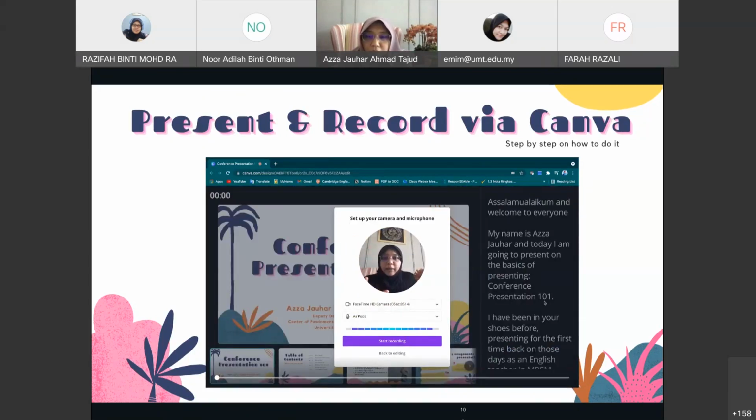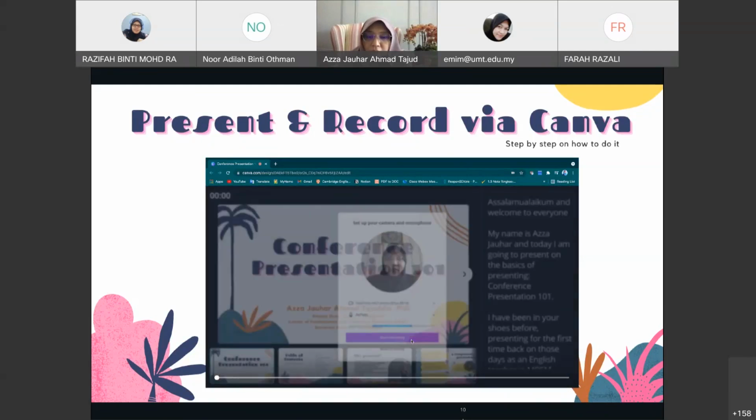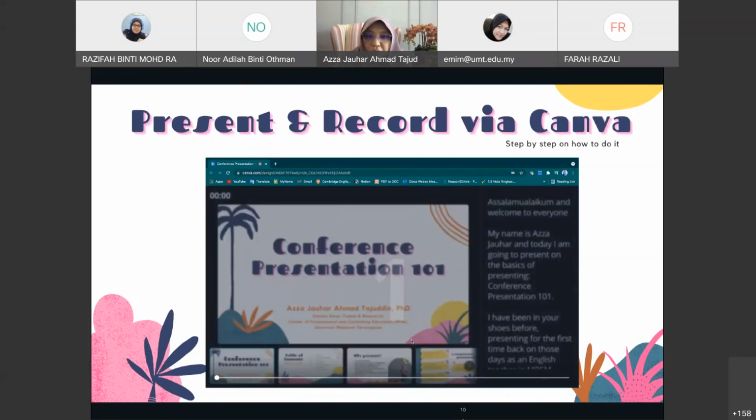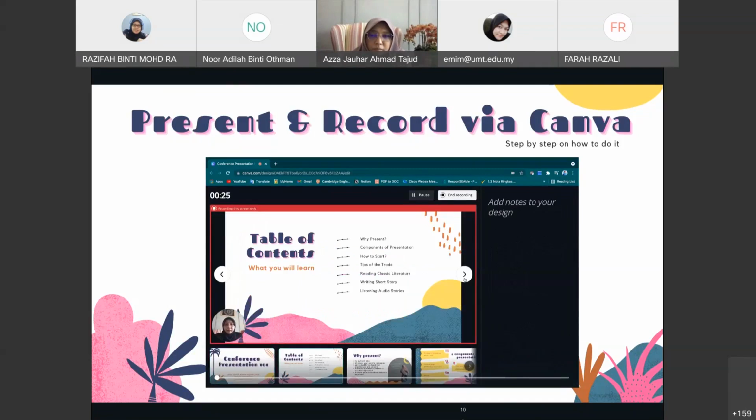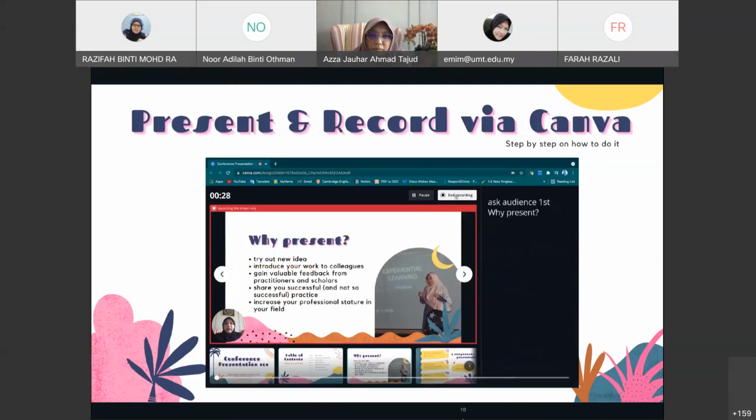So this will pop out and you just angle yourself how you want to display yourself within the presentation slide later on. And you press start recording. It will be very easy if you have these notes that you have prepared earlier so that you can read, also by having eye contact and looking at the camera as well. So from time to time, read and look at the camera, okay? So you go from slide to slide, record yourself, and in the end, you end the recording.